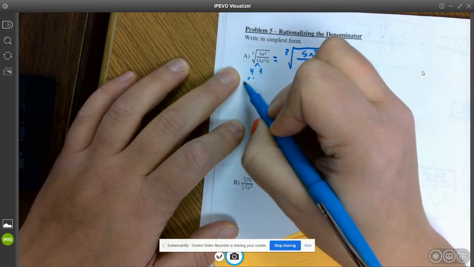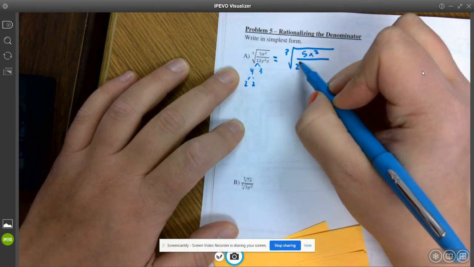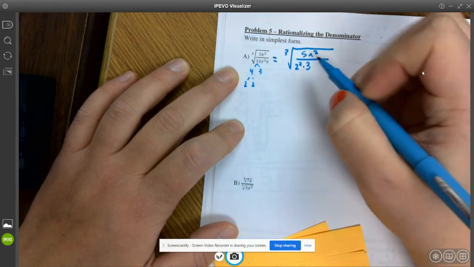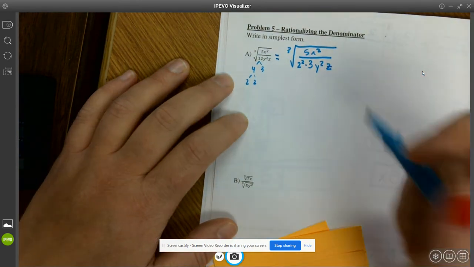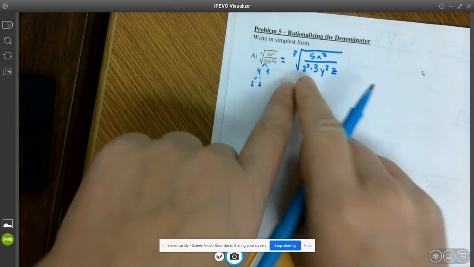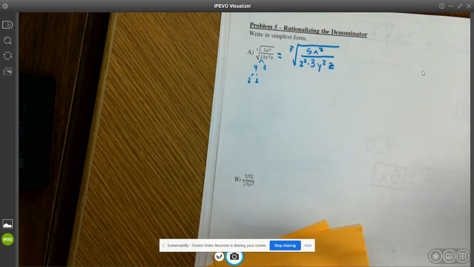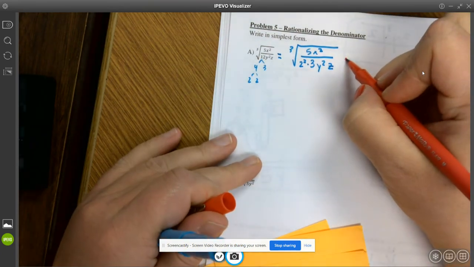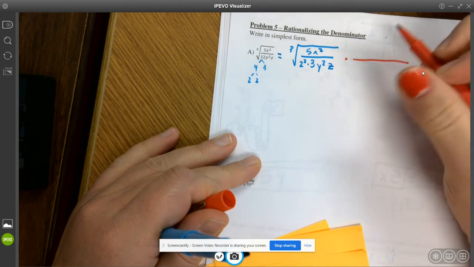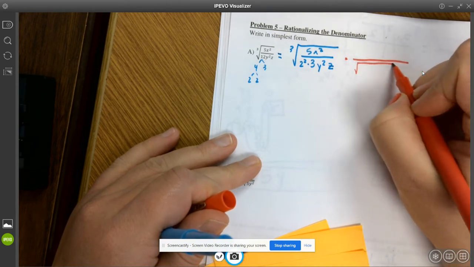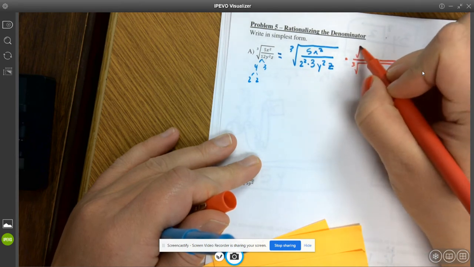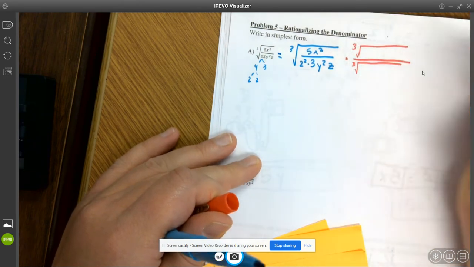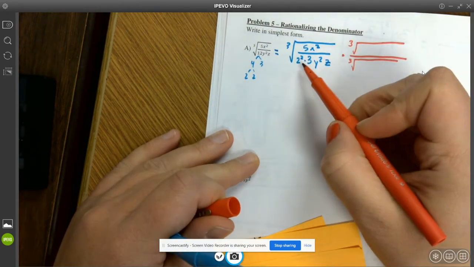4 times 3, 2 times 2. So I have 2 squared times 3, y squared times z. So I didn't actually do anything. All I did was rewrite this 12 as 2 squared times 3. The reason why I'm doing that, because now I'm going to multiply so I can rationalize the denominator. So again, it's always looking at the bottom. I'm looking at the bottom here. So whatever is the cubic root on the bottom is the same cubic root that I'm going to multiply on top. So I'm looking for groups of 3.